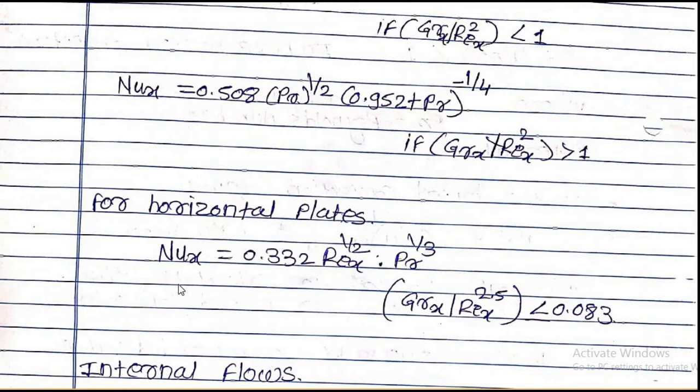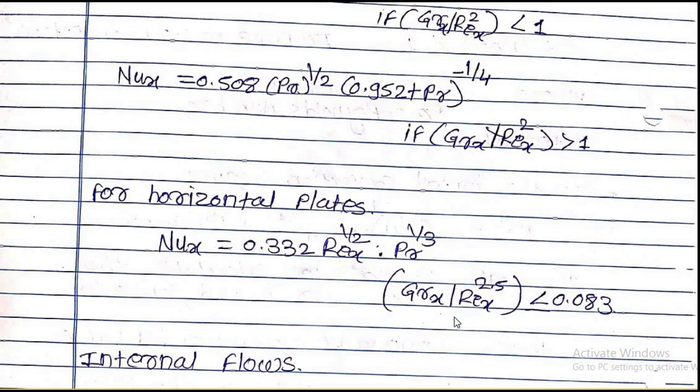For horizontal plates, if the Grashof number divided by Reynolds number raised to 2.5 is less than or equal to 0.083, then it will be considered as pure forced convection. So in that case, for the horizontal plate, we can write the equation for the Nusselt number. Local Nusselt number is equal to 0.332 multiplied by local Reynolds number raised to 1/2 multiplied by Prandtl number raised to 1/3.